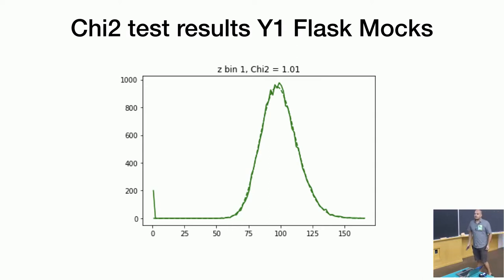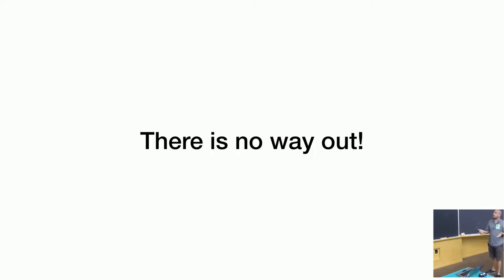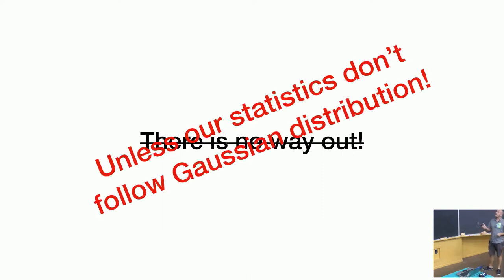So let's come back to the principal theme of this talk, the fact that the covariance is a bottleneck. There's no way out. We have to evaluate the covariance. We have to spend time on this. Unless our statistics don't follow a Gaussian distribution. And this is what I hinted at in the title.